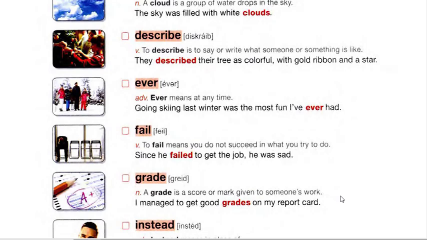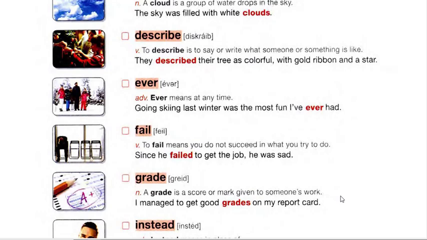So the next word is describe. Describe is a verb، کلمه‌ای است، توصیف کردن معنا دارد. To describe is to say or write what someone or something is like، که شخص یا شیئی چگونه است، شما می‌گویید یا می‌نویسید، می‌شود توصیف کردن. They described their trees as colorful with gold ribbon and a star، درخت خود را رنگارنگ و دارای نوار طلایی و یک ستاره توصیف کردند.